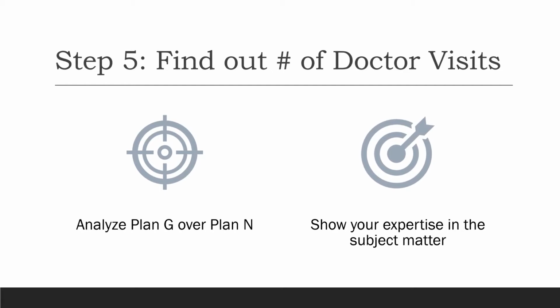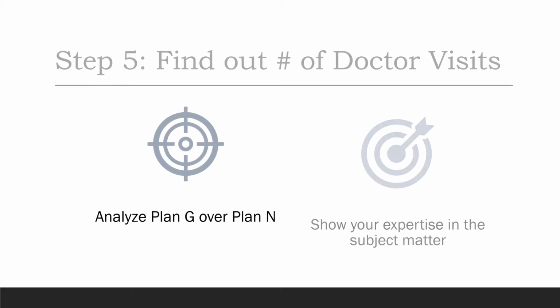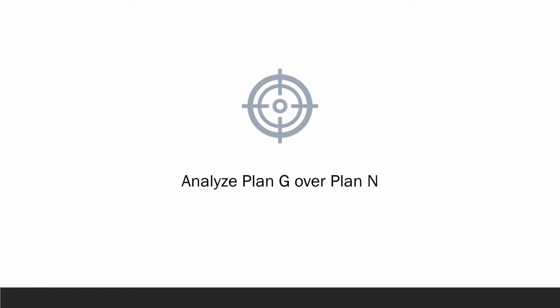Step 5, find out the number of doctor visits. And what this does is it gives us a good idea of their overall health, and we can make a decision objectively whether Plan G or Plan N makes more sense based on the doctor visit. Because if they see a doctor more than twice a month, then that's potentially a $40 difference between the Plan G and the Plan N, just based on that metric alone. So we need to make sure that the plan we choose for them is the one that makes the most sense.